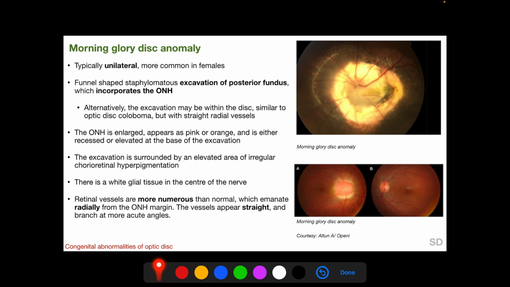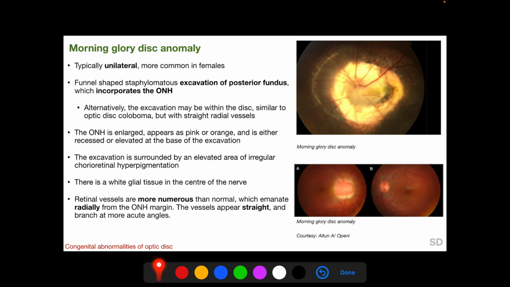There is a funnel-shaped staphylomatous excavation of the posterior fundus which incorporates the ONH. So the ONH lies within the excavation of the fundus. Alternatively and less commonly, the excavation may be within the disc, similar to an optic disc coloboma, but it can be differentiated from optic disc coloboma because of the straight radial vessels, which happens with morning glory disc anomaly.